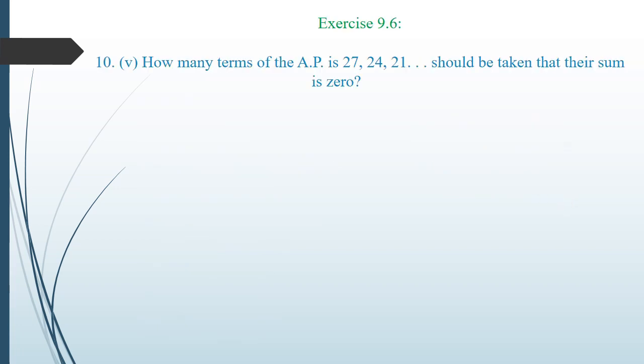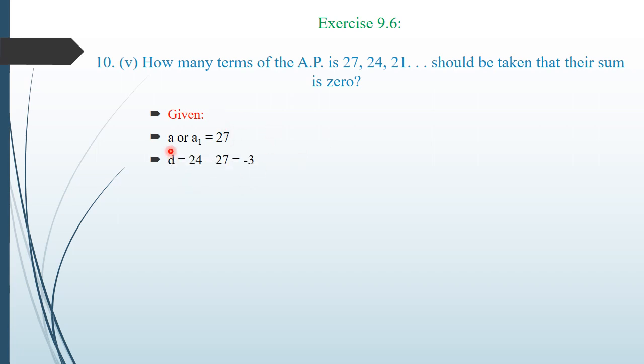The fifth sub question of question number 10 is, how many terms of the AP 27, 24, 21 and so on should be taken so that their sum is 0? Now he is telling that the sum of n terms of this AP is going to be equal to 0. Now we need to find how many terms we need to add. Ultimately we are going to find n here. So let us note down the given data.